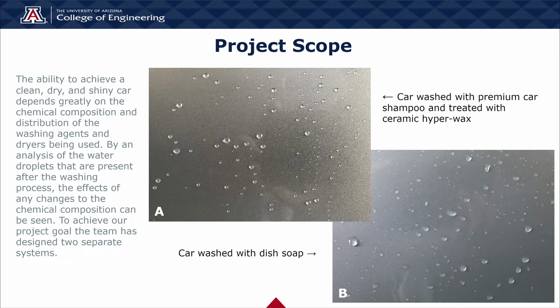Comparing these two images, we can see the difference in how the water interacts with the surfaces that have been washed with different washing agents. These properties greatly affect how clean and dry the car gets. Therefore, the car wash can be improved by analyzing the water droplets.